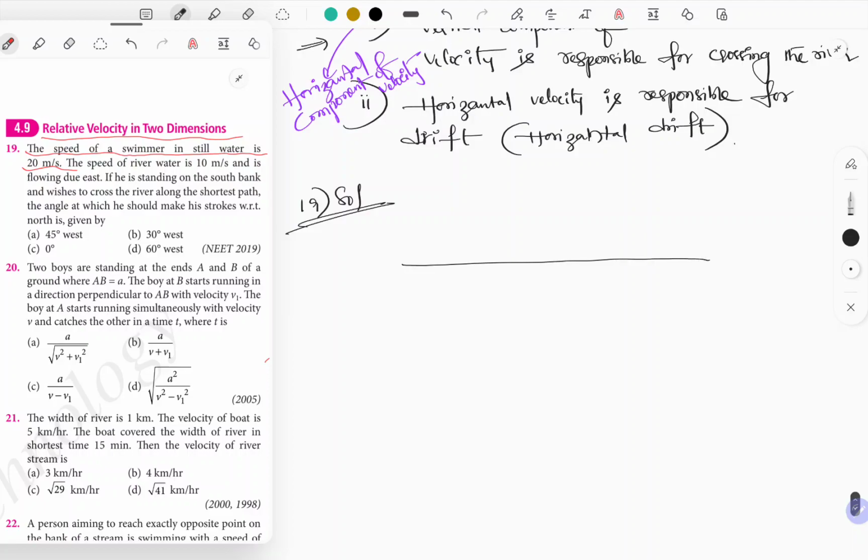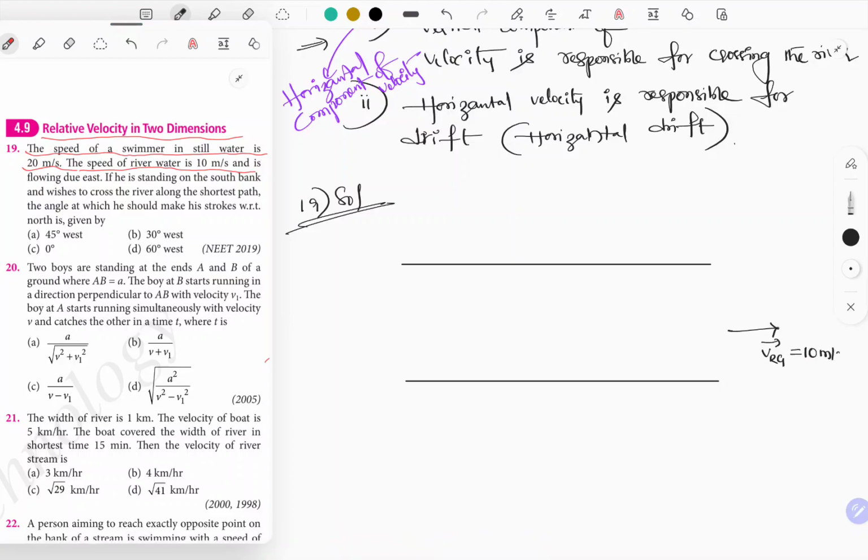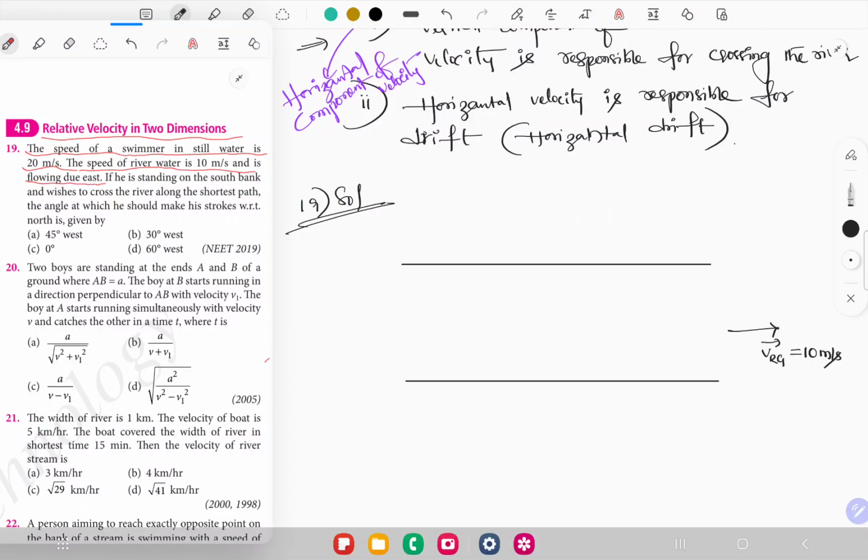Solution. Let me imagine this is a river and I am assuming the river flows towards the right. So the velocity of the river with respect to ground, let us see whether they have given the value or not. The speed of the river flow is given as 10 meter per second. Swimmer velocity is 20 meter per second. The river is flowing towards east.